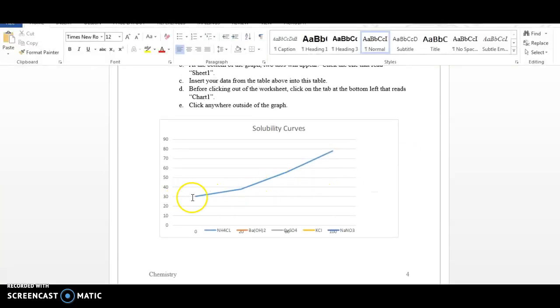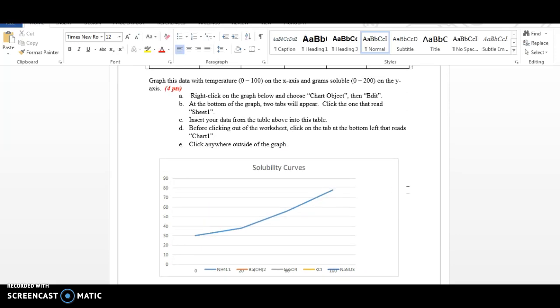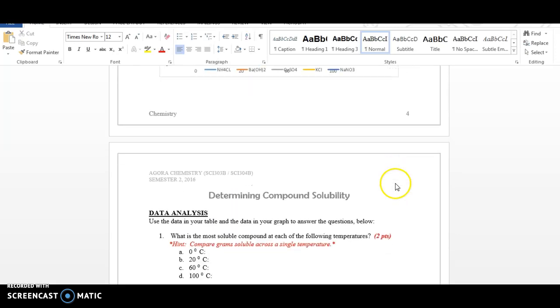And you should get, I think, 5 curves. So this is the one for NH4Cl, but you should also put your data in for barium hydroxide, copper sulfate, potassium chloride, and sodium nitrate. So you should get 5 curves here. So that is for the graph.